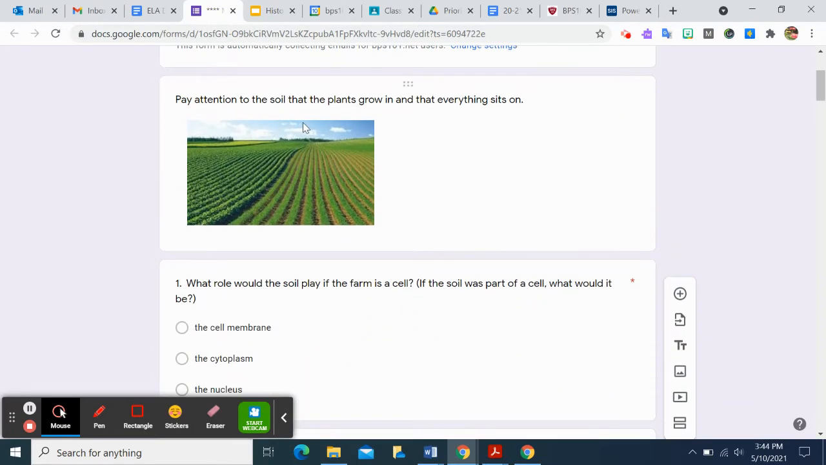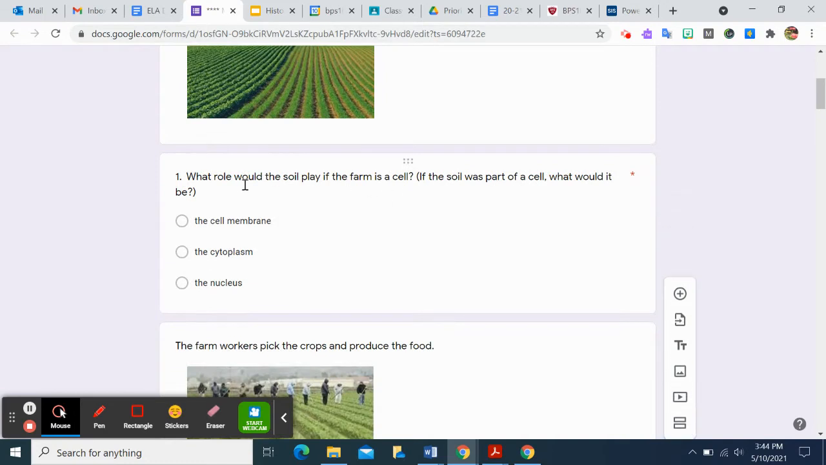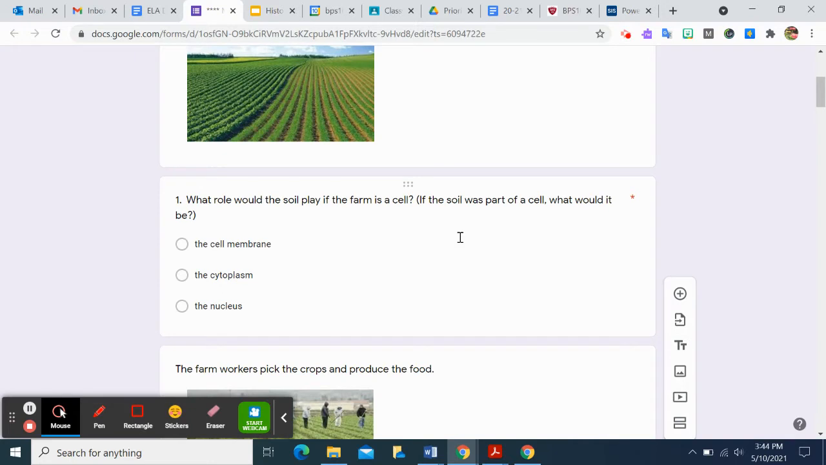So pay attention to the soil that the plants grow in and that everything sits on. So you're looking at the soil. What role would the soil play if the farm is a cell? In other words, if the soil is part of a cell, what would it be? So you kind of have to imagine that the soil is a part of the cell. Would it be the cell membrane, the cytoplasm, or the nucleus?